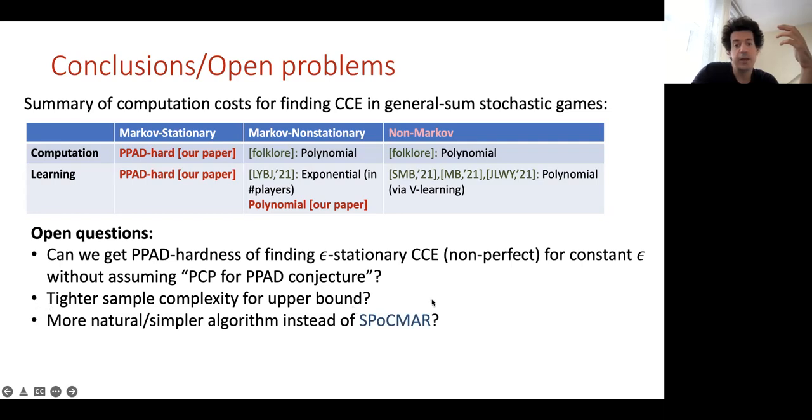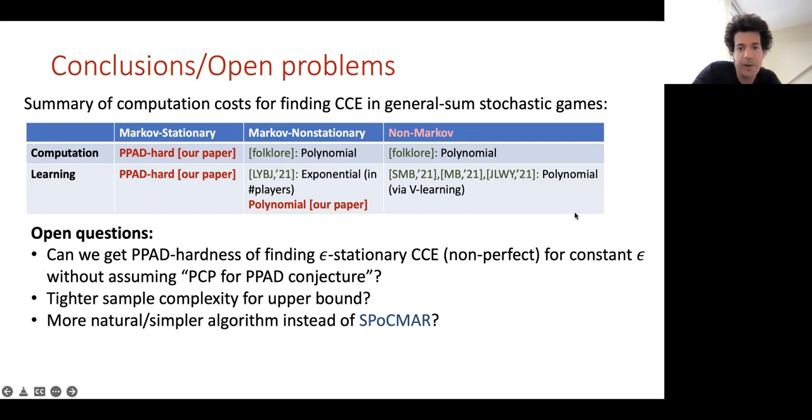It would be nice to have more natural, simpler algorithms for computing Markov non-stationary CCEs. As I was saying earlier, we keep a cover of policies that are dedicated to hit different combinations of states and H that we know how to get to. And we use those policies in the iterations of our algorithm to make sure that we collect enough samples from different states at different points of the horizon. But it would be nice to have something more natural that doesn't maintain a cover or does so implicitly.